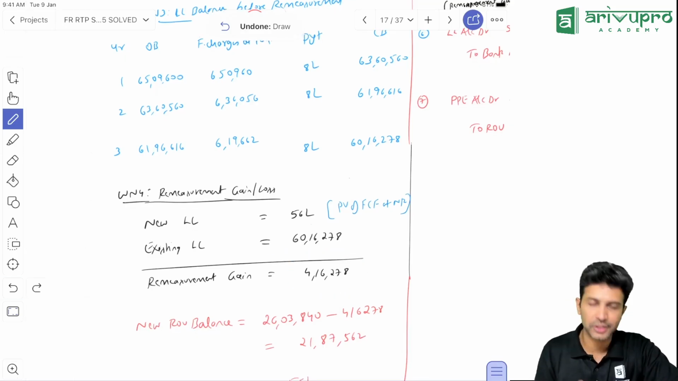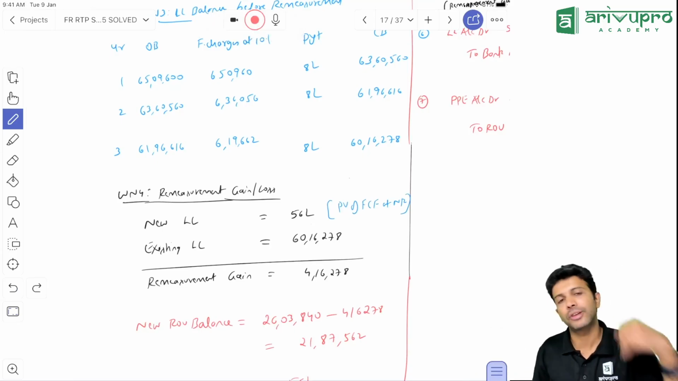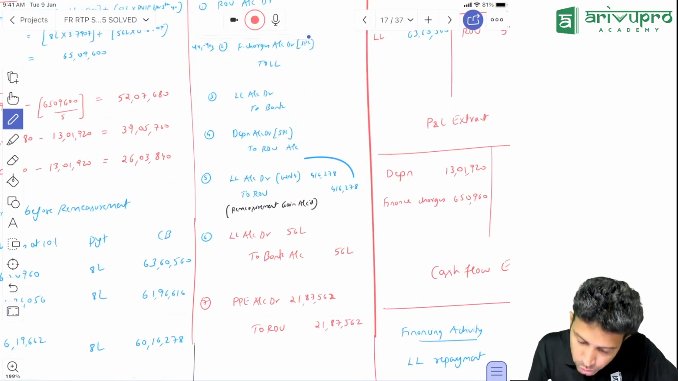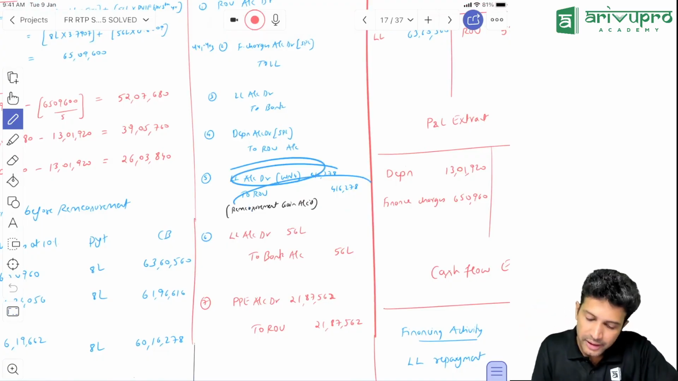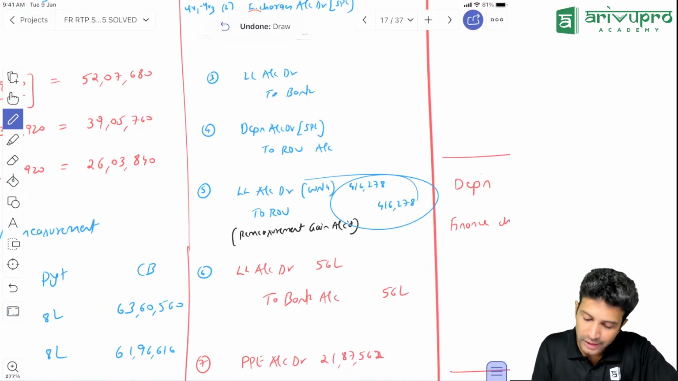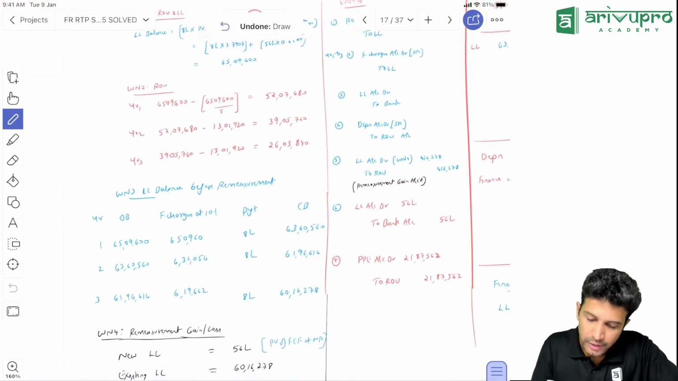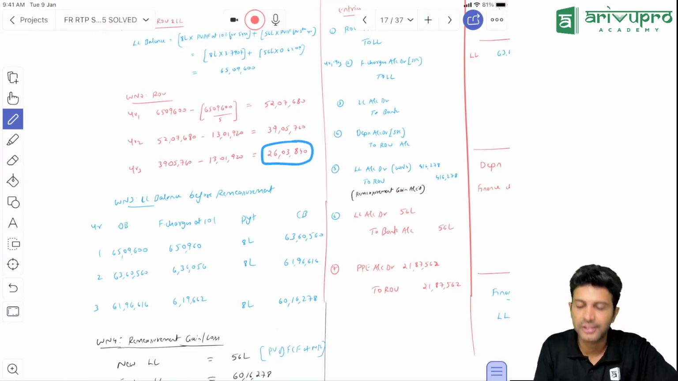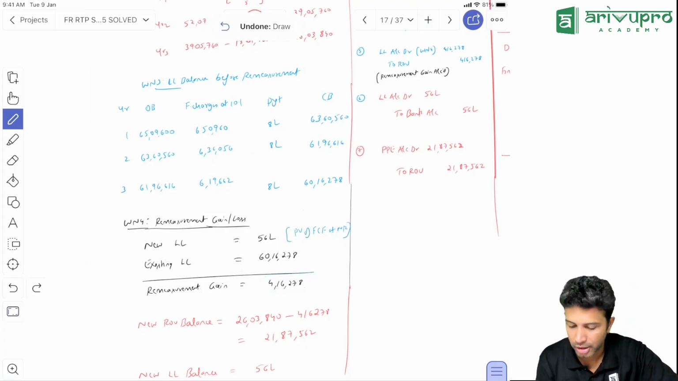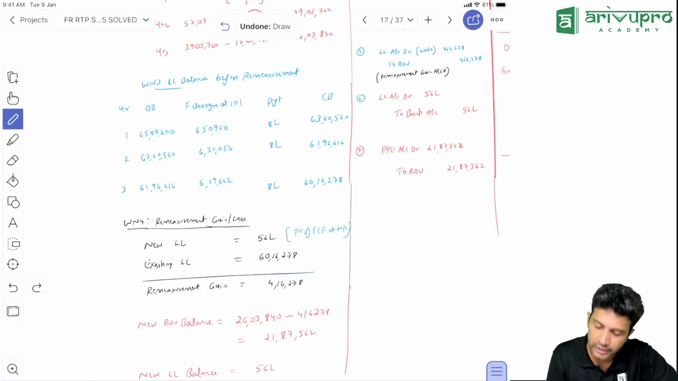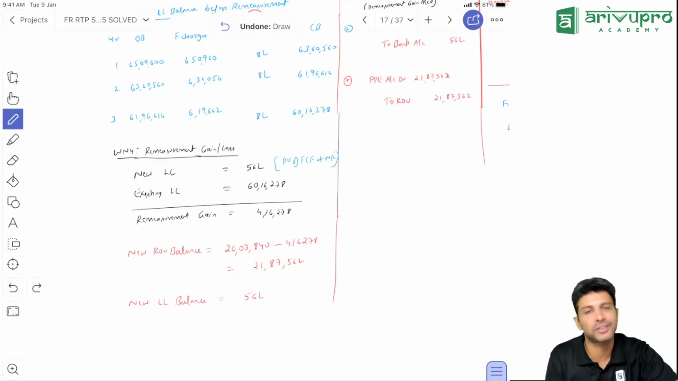What entry will you pass for this? The lease liability you'll have to reduce and it is adjusted through ROU. So the entry will be lease liability account debit to ROU. Once you pass this entry, both lease liability and ROU balance will reduce by this amount. So the revised ROU balance: it was 26,03,840 after depreciation. Due to this remeasurement gain, it is reduced by 4,16,278, and the revised ROU balance will be this. And the revised LL balance also will be 56 lakh.